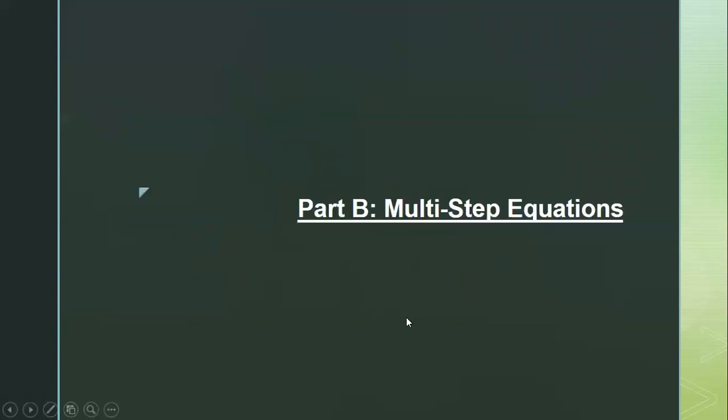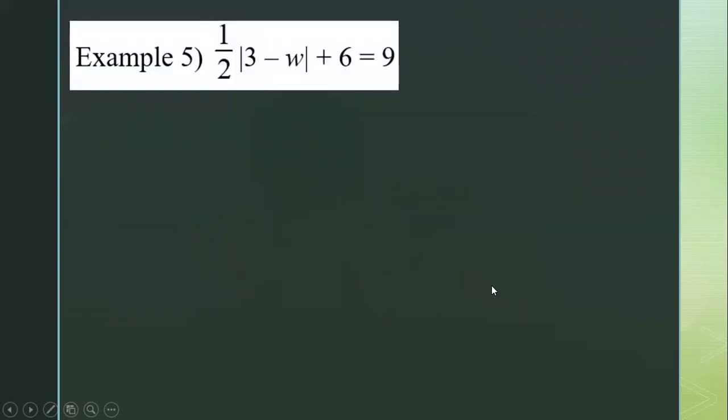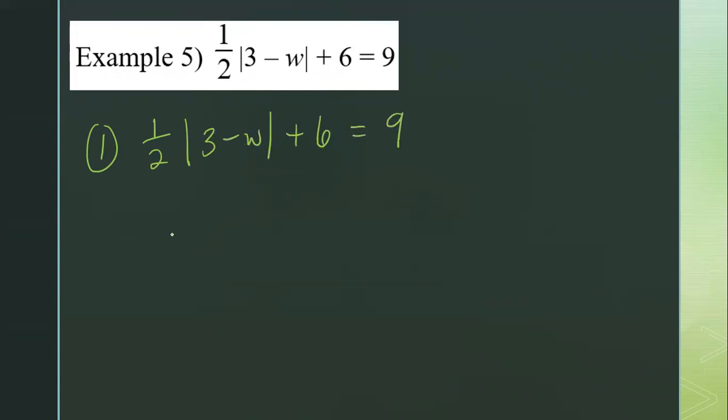Cool. All right, we're going to take it up a notch. So instead of 2-step problems, we're going to do multi-step problems. Flip it over. We're going to start big, but we're going to introduce the calculator a little more. So the first thing we're going to do is get the absolute value by itself. So we're going to isolate our absolute value. So we have 1/2 absolute value of 3 minus W plus 6 equals 9.